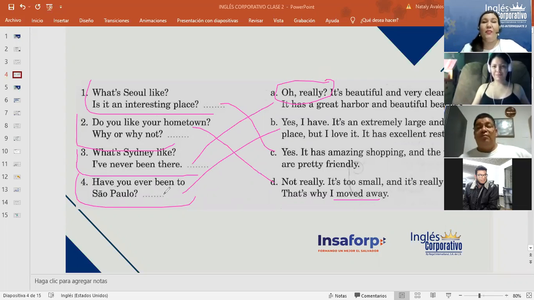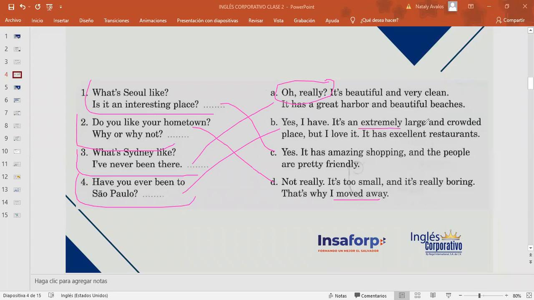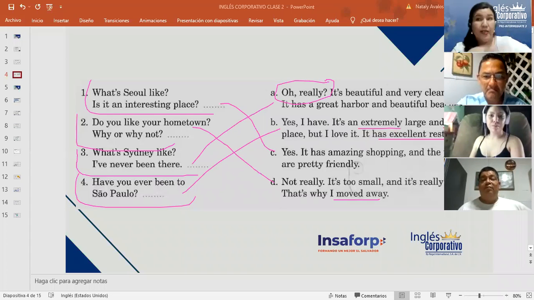And have you ever been to Sao Paulo? Yes, I have. It is an extremely large and crowded place. That's the pronunciation, extremely. Extremely, exactly like that. Very good job. It is an extremely large and crowded place, but I love it. It has excellent restaurants. Very good job. And do you have any question about pronunciation on the other sentences?